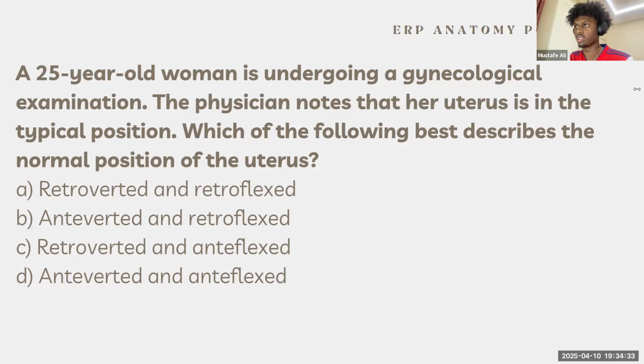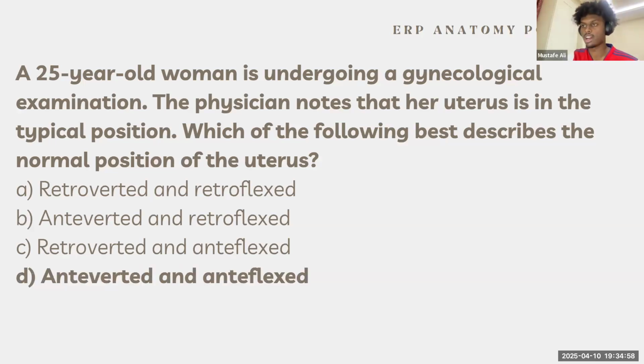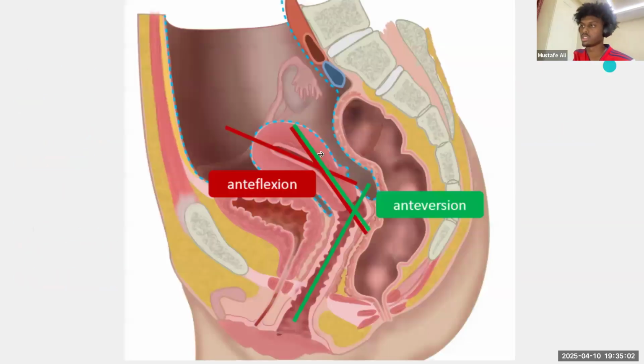A 25-year-old woman is undergoing a gynecological examination. The physician notes that her uterus is in the typical position. Which of the following best describes the normal position of the uterus? What do you guys think? The answer is D, anteverted and anteflexed.